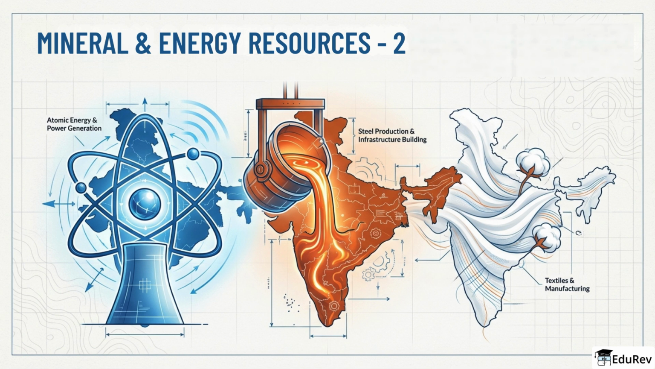First, nuclear minerals and nuclear power. Then, renewable energy, from solar and wind to tidal, geothermal, and bioenergy. Then the logic of iron and steel, where transport cost decides location. And finally, cotton textiles, where location behaves very differently. Most students study these as separate chapters. Don't. This is one integrated story of resources, power, raw material, and industrial geography.